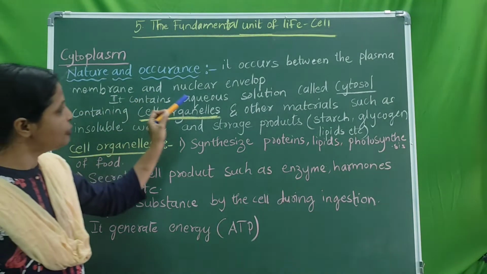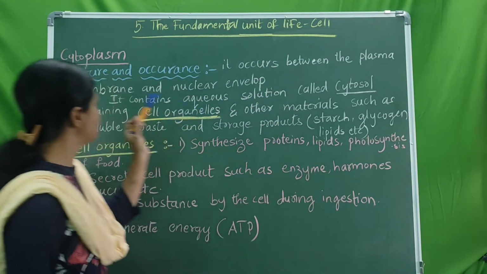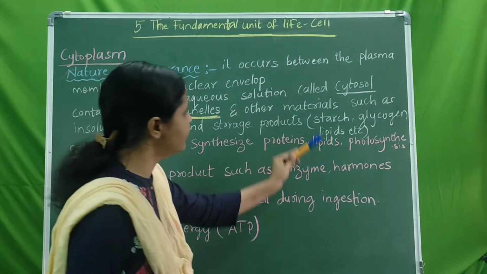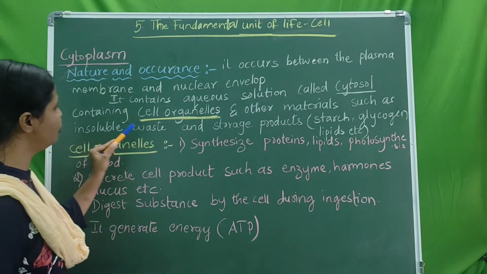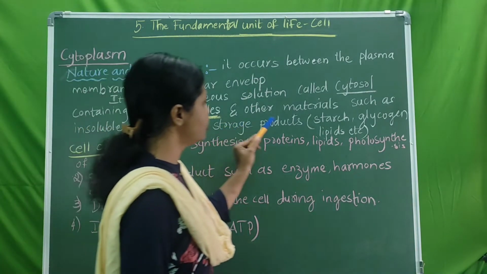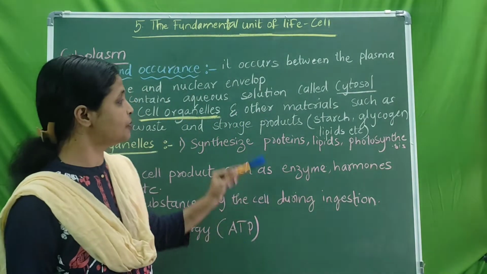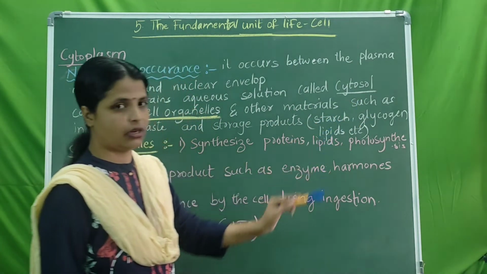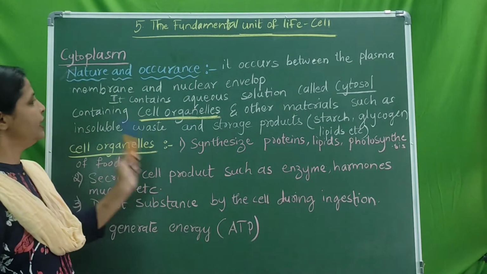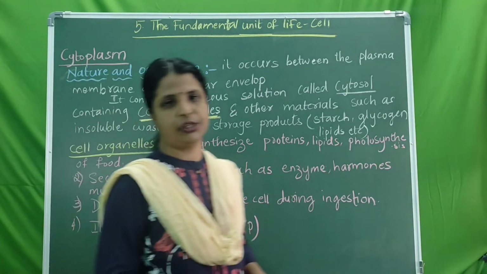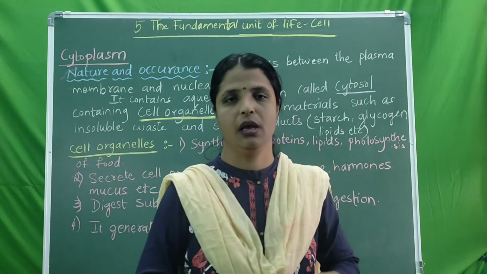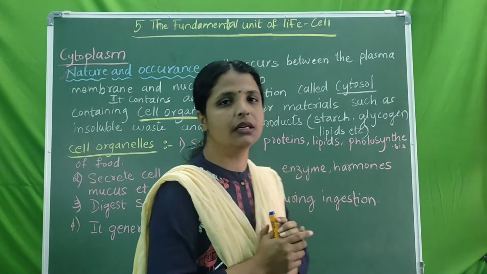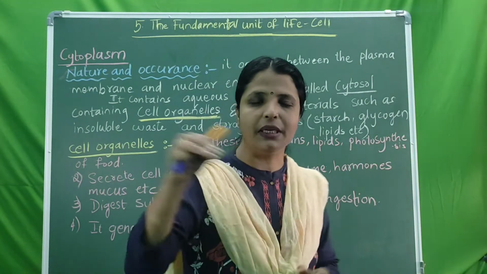It contains an aqueous solution called cytosol, containing cell organelles and other materials such as insoluble waste and storage products. So what are the storage products? It might be starch, glycogen, lipids, etc. So what does it mean? It contains an aqueous solution called cytosol. So it is a little bit like a liquid form, which is called cytosol. It contains some materials inside it.